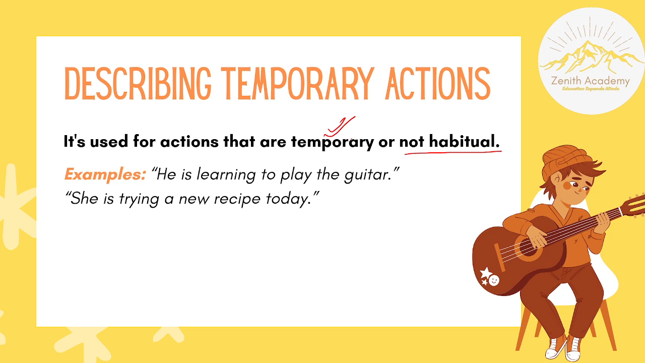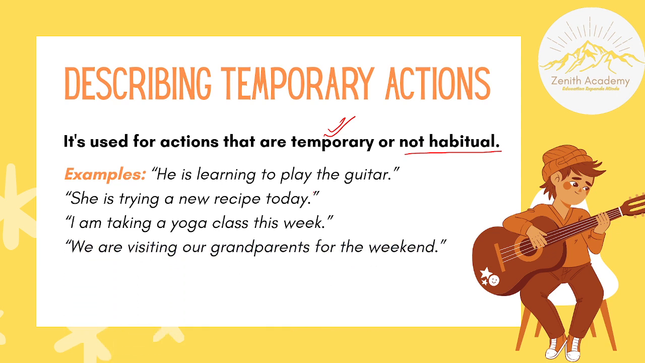She is trying a new recipe today. So it is not a habit, it is a temporary action. I am taking a yoga class this week. So it's not my habit, this week I am taking a class. We are visiting our grandparents for the weekend. And she is playing soccer with her friends today. So it's a temporary action and not habit. So whenever we have temporary actions and not habits, for describing such temporary actions we use present continuous tense.